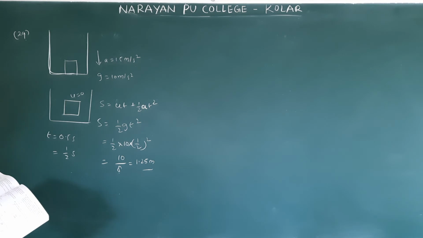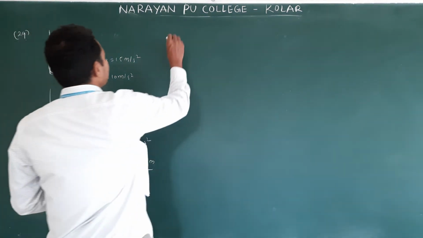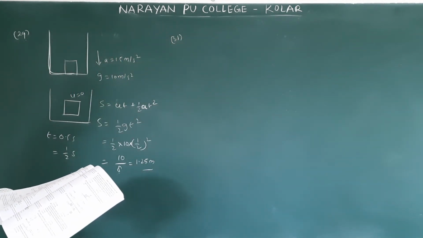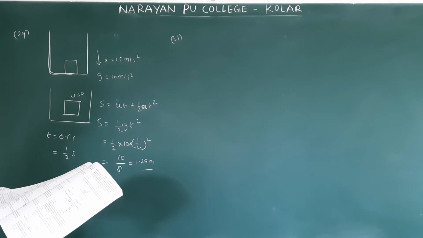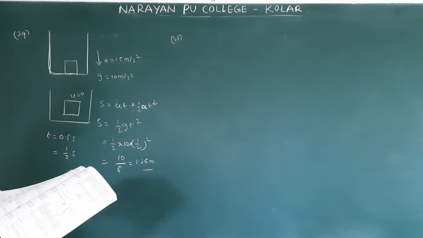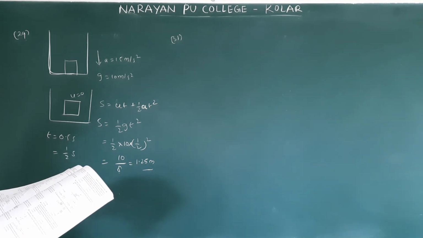30 we discussed in the last. 31. Sorry, 29 over. 30 we discussed in the last. 31. A particle of mass 3 kg is subjected to a force F is equal to minus kx. k is 15 Newton per meter. What will be the initial acceleration if it is released from 20 centimeter away from the origin? What are they asking? Acceleration they are asking.